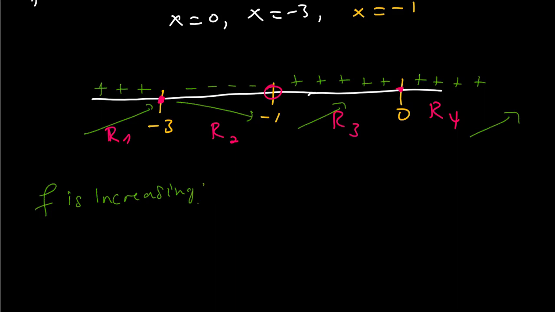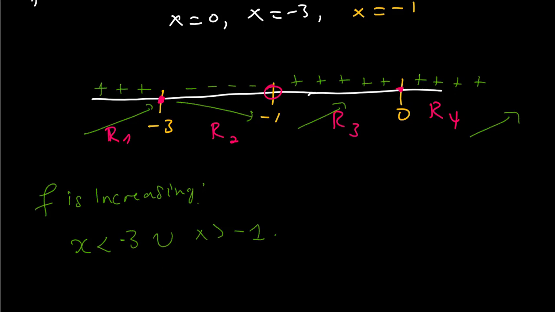So let's write the range. F is increasing when x is strictly less than negative 3, or x is strictly greater than the point negative 1. So we are using the strict inequality because it is all the regions excluding negative 3. At negative 3 itself, it is 0, and 0 means it is stationary.